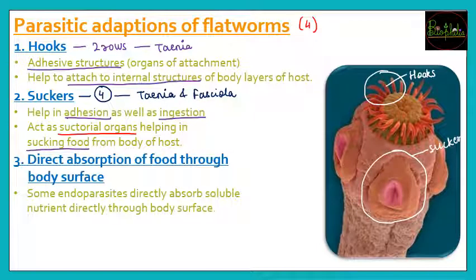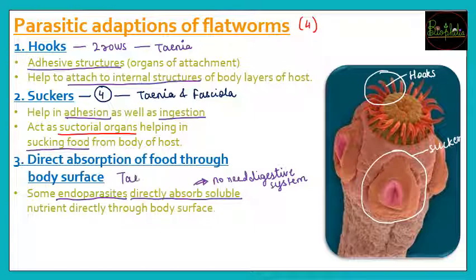फिर direct absorption of food through body surface is going to be another parasitic adaptation, जहाँ पे जो endoparasites होते हैं, these endoparasites are directly going to absorb the soluble nutrient. So since they are directly absorbing soluble nutrients, there is no need of digestive system. So as we saw in the previous regarding digestion also, कि digestive system जो होता है, it is going to be absent in the case of tapeworms.